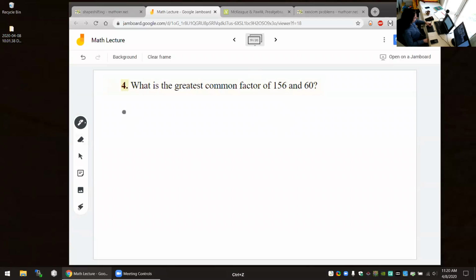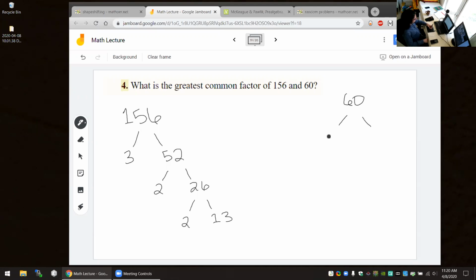So I can take my 156 and make a factor tree. So that was whatever, 3 times 52, 2 times 26, 2 times 13. So there we go, all my prime numbers there. I can take 60 and make its factor tree.